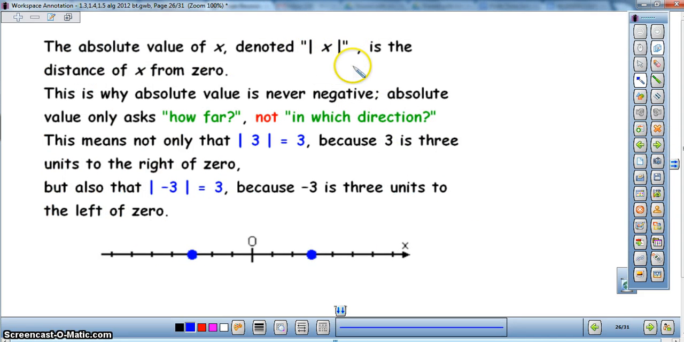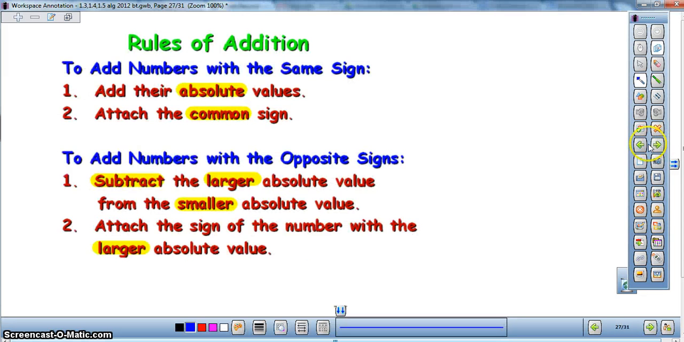Absolute value, again, that's in your notes that you want to look at. Remember, it is the distance from that number to 0. So usually absolute value is positive. We talk about our rules for addition. You add the absolute values if they have the same sign and keep the same sign. So -7 plus -3, keep the same sign. The sum of the absolute values of 7 and 3 is 10, so -10.